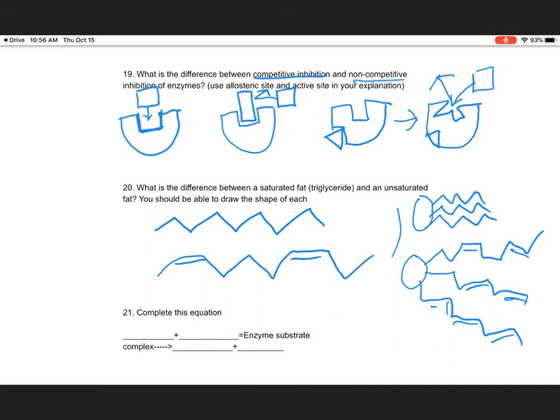Okay, this got moved over a little bit, but the equation would be enzyme plus substrate forms the enzyme substrate complex, and then we end up with the enzyme and the products. So the enzyme doesn't get used up in the reaction. It's free to interact with new substrate once it has released the products.